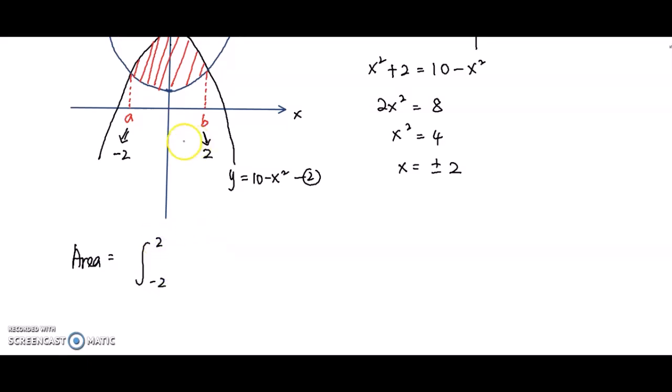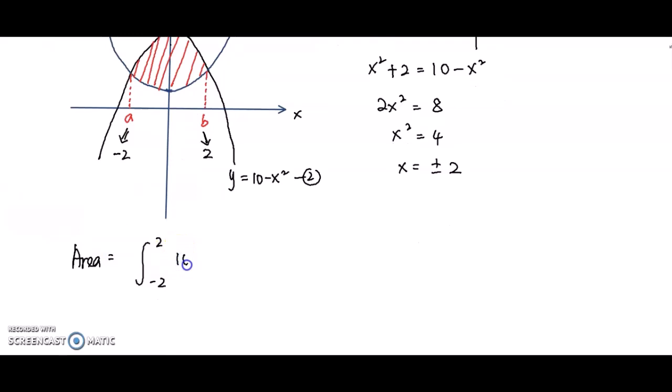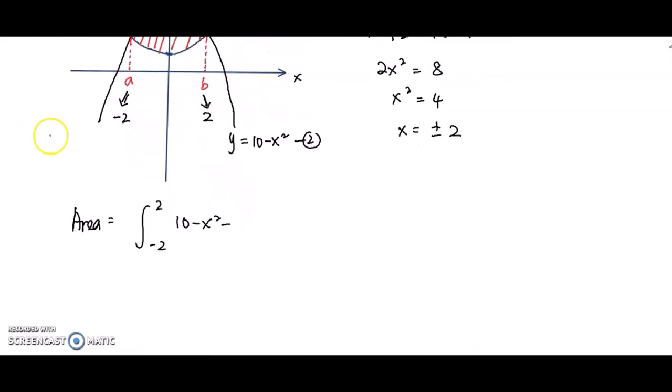And then how do you get the area of the shaded region? You are taking the area on top, which is 10 minus x squared, minus the lower function, that will be x squared plus 2. Remember to bracket because the negative here will take effect on the sign. Then after that, simplify first before you integrate. You have negative x squared minus x squared, that will be negative 2x squared. 10 minus 2, you have 8. Integrate this with respect to x.